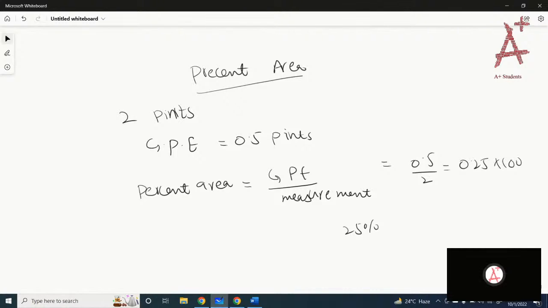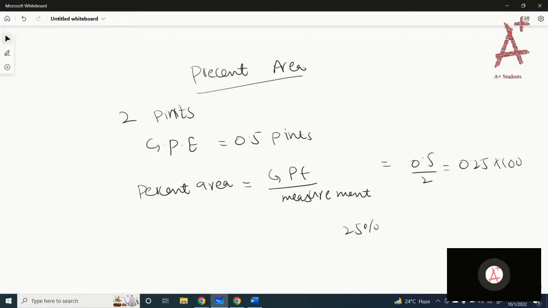So what you have to do when you have to find a percent error in a measurement, you have to find the greatest possible error. And for the whole numbers, the greatest possible error is always 0.5. So divide the greatest possible error by the measurement given. So the greatest possible error is 0.5 and the measurement given is 2. So just divide 0.5 by 2. It would be 0.25. Multiply the value by 100 because you have to find the percent error. So it would be then 25%. Got it?